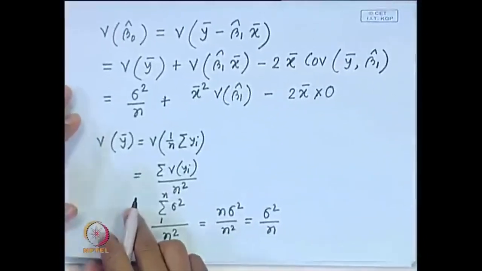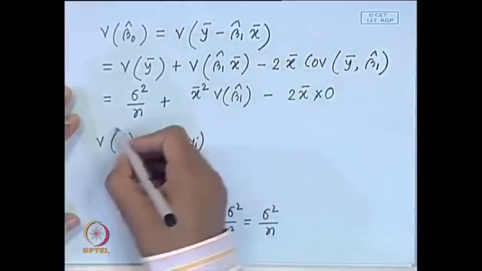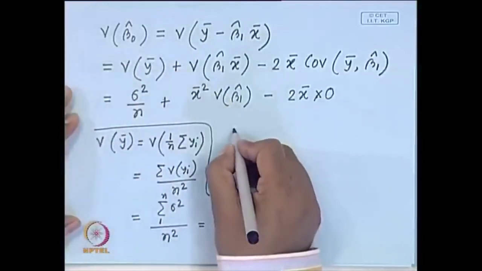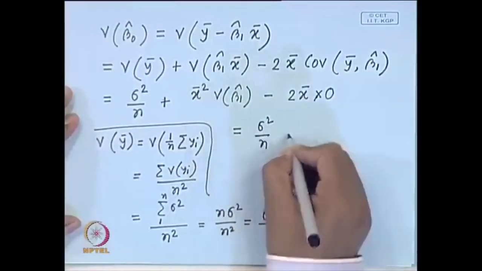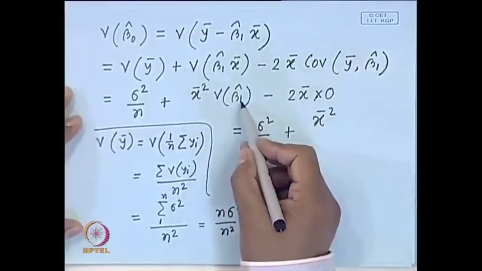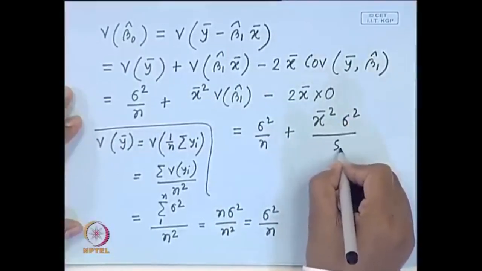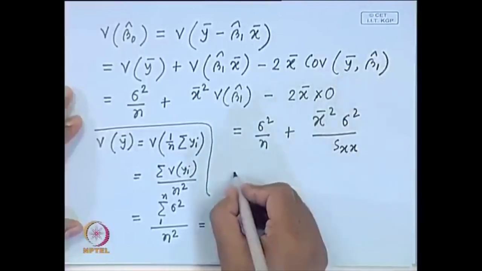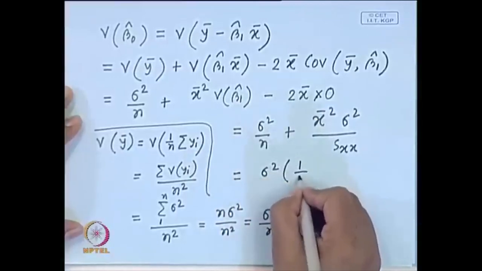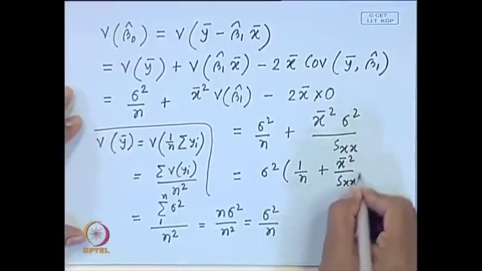So, we proved that the covariance is equal to 0. That means the variance of beta naught hat is equal to sigma square by n plus x bar square, into variance of beta 1 hat, which is equal to sigma square by S x x, which we just proved. So, this is equal to sigma square into 1 by n plus x bar square by S x x.